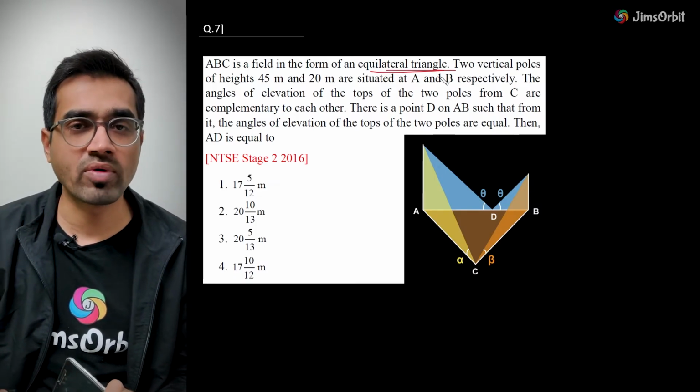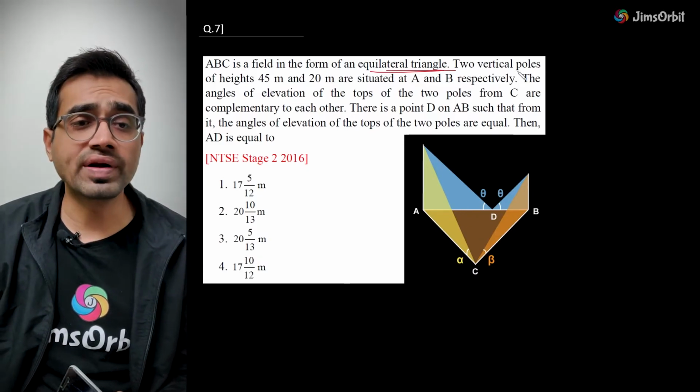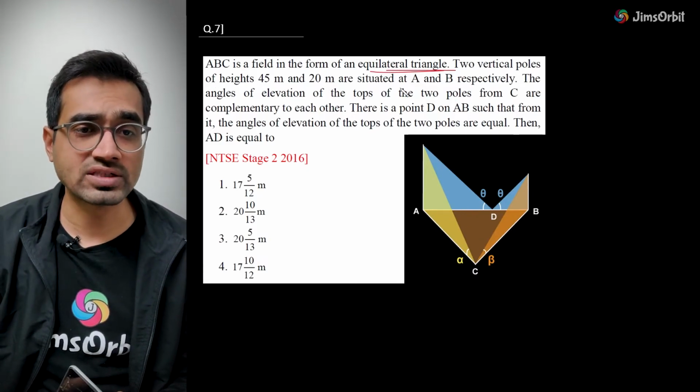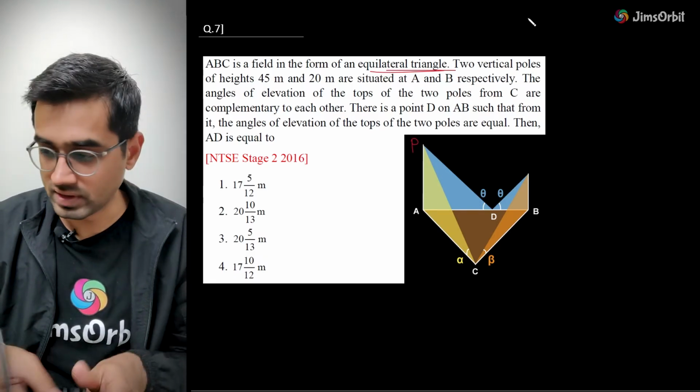ABC is a field in the form of an equilateral triangle. You see ABC here. Two vertical poles of height 45 and 20 are situated at A and B respectively. So A has got a pole AP.